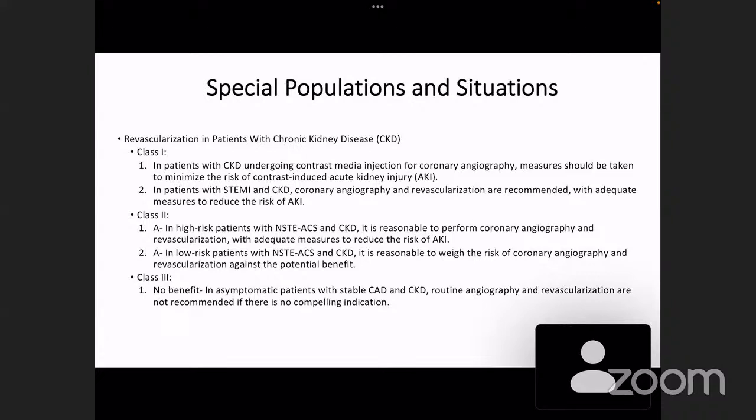Again, class 2A indication, with the same patient, it is reasonable to weigh the risk of coronary angiograph and revascularization against the potential benefit. Class 3, which shows no benefit in asymptomatic patient with stable coronary artery disease and CKD, routine angiograph and revascularization are not recommended if there is no compelling indication.